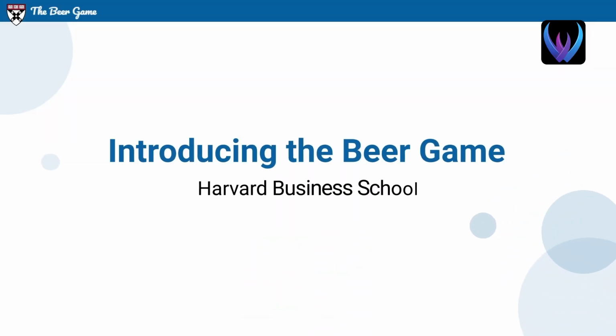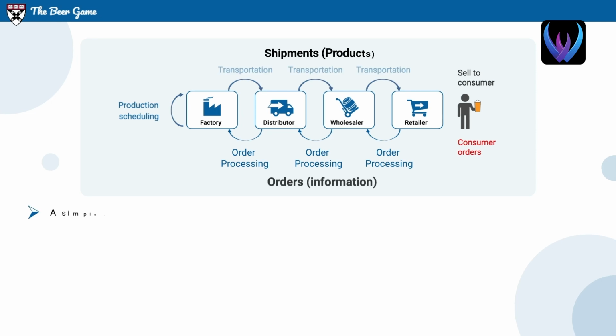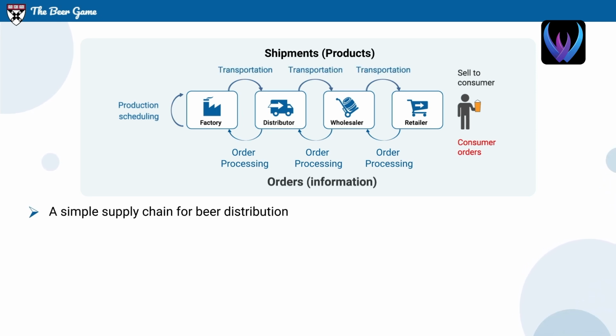This video provides a short introduction to the beer game. You should watch this video after you have read the web-based beer game exercise note. The beer game is a simple supply chain management simulation for beer distribution. In this supply chain, we have one beer manufacturing company, one distributor, one wholesaler, and one retailer.